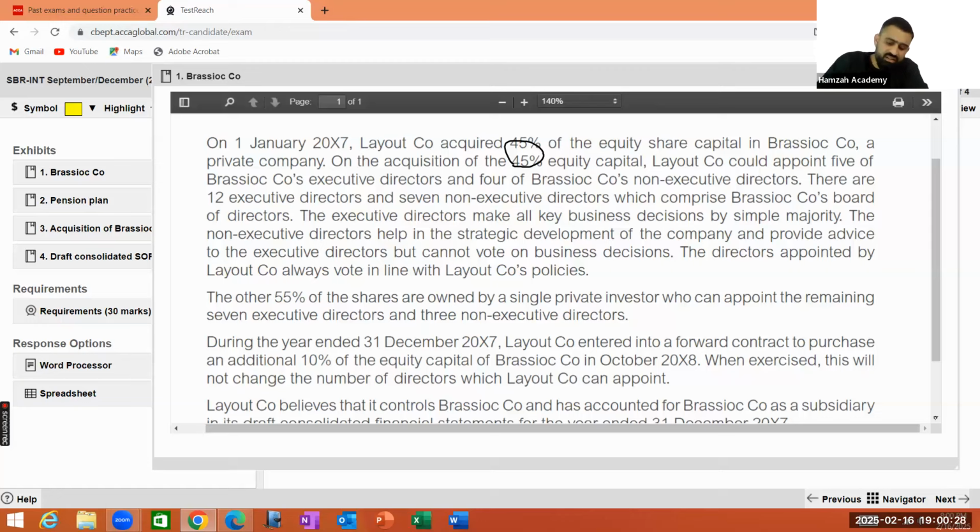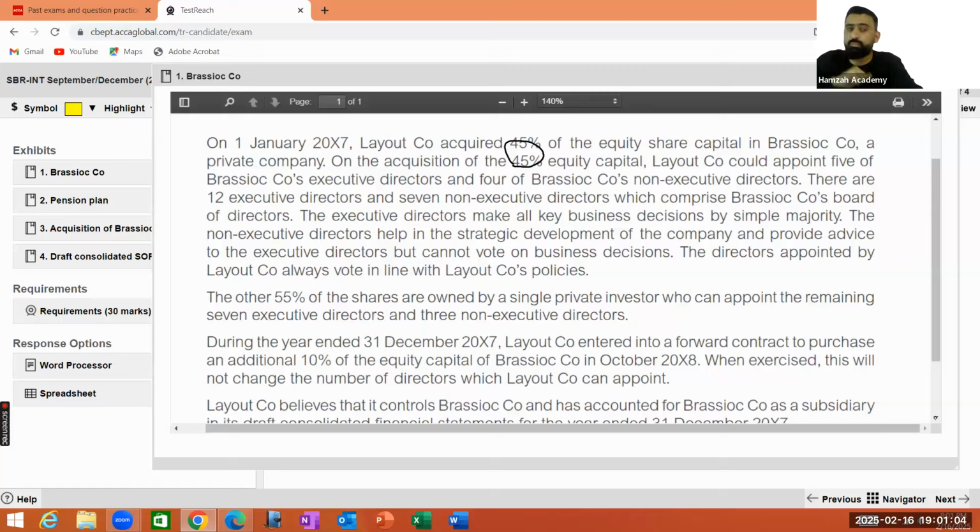But in this case, you do not have more than 50%. Here you have 45% shareholding. Now, 45% is a major shareholding, but the problem is that the other 55% is not spread among a number of investors. The other 55% is held by only one investor.